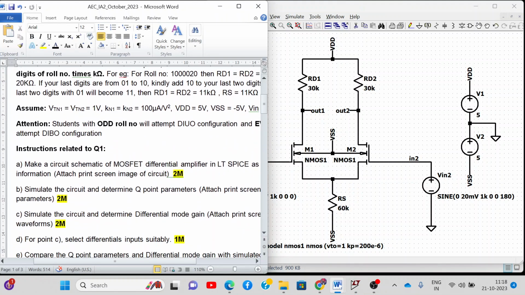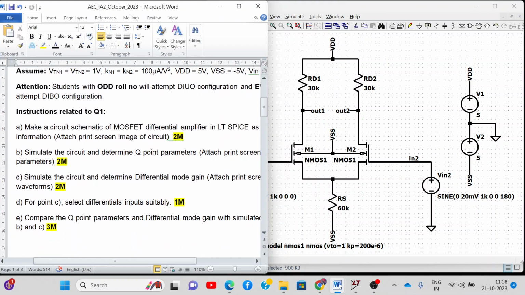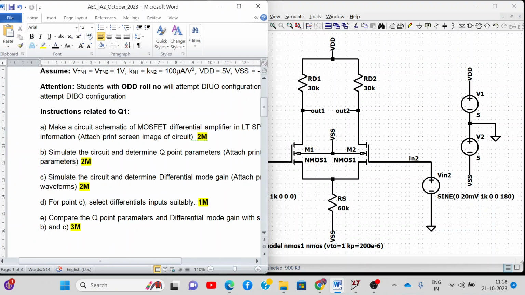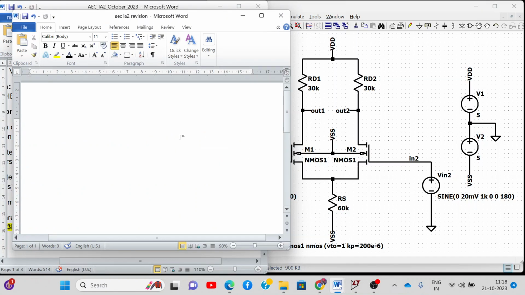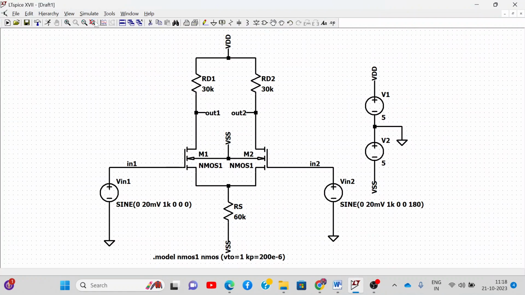Now let's read the question again. Make a circuit schematic of MOSFET differential amplifier as per the above information and attach the print screen of the circuit. Okay, so once you have done this, I have made a blank document. What are the expectations from question number 1? As soon as you made the circuit, according to me this is correct. Now I'll take a print screen.